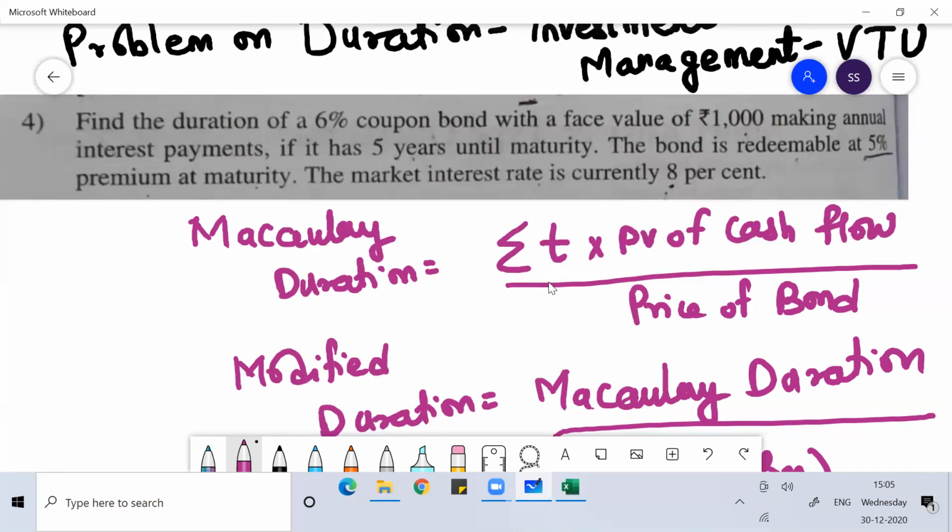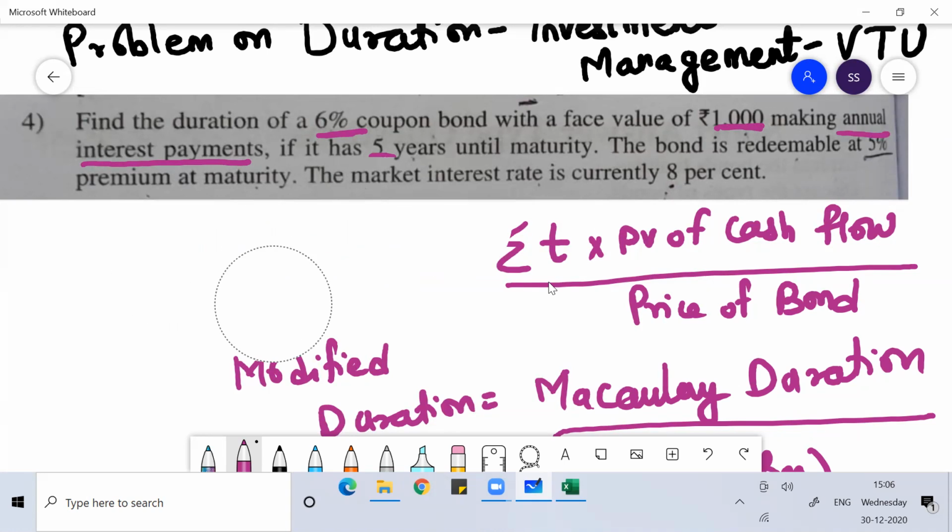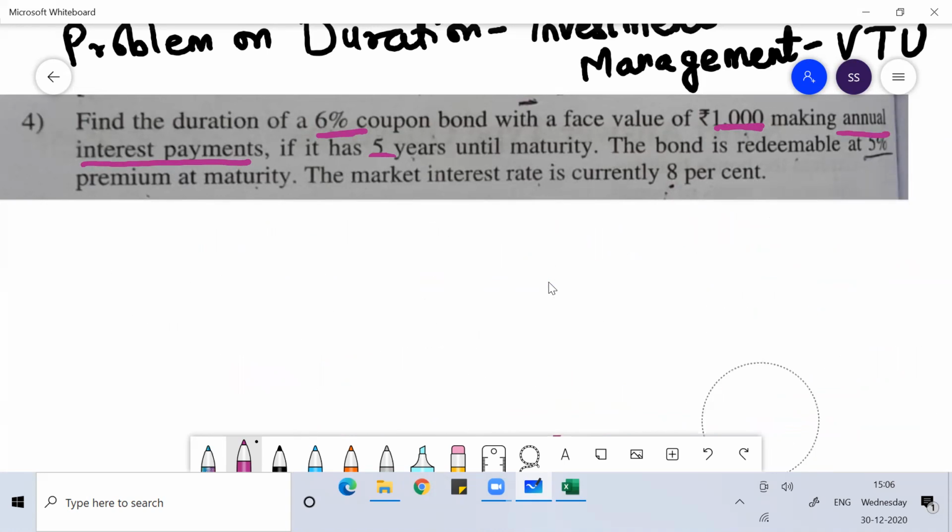If you see in this problem, the coupon rate is 6%. The face value is 1,000 rupees. They are making annual interest payments, so the payment is done annually, and it has 5 years to maturity. The bond is redeemed at a 5% premium on maturity.